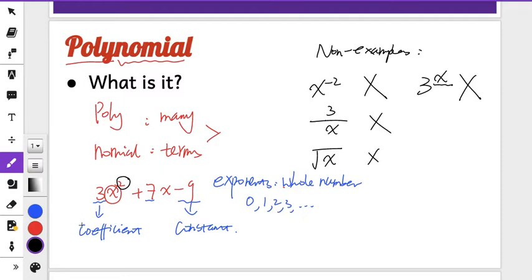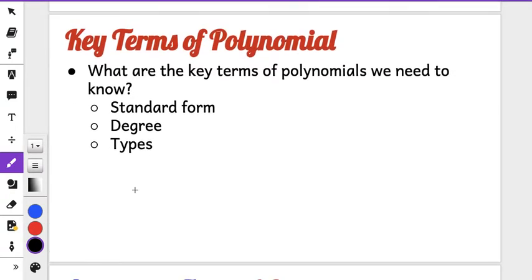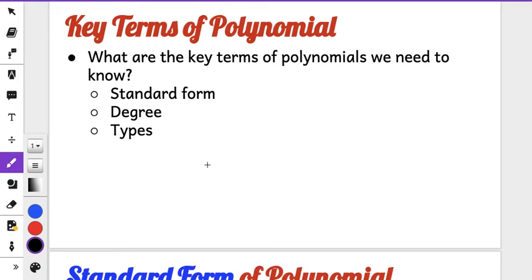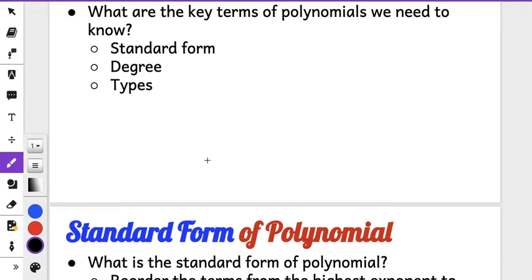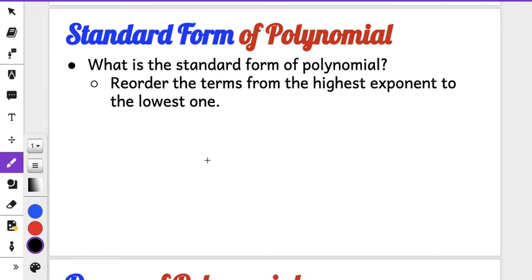So now let's check another major part of this lesson, which is the key terms of polynomial. In this video, we are going to learn what the standard form of a polynomial is, how we find the degree, and we will introduce some special types of polynomial. Since we're going to deal with several terms, we are going to separate the lesson into 2 videos, and hopefully you can check both videos to help you understand all the terms here. So let's check the very first one. What is the standard form of a polynomial?